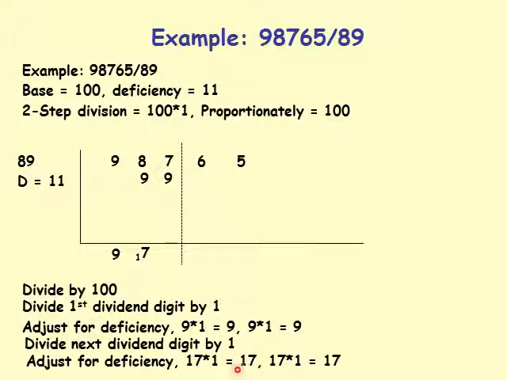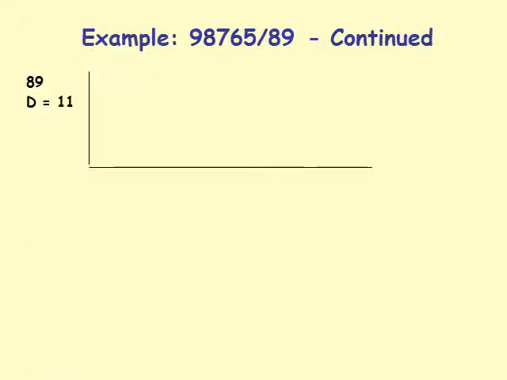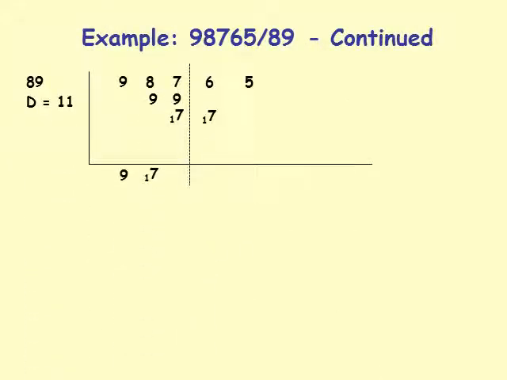17 times 1 is 17, and 17 times 1 is 17. Okay, let's continue. So I got my adjustments here. In the next dividend position, 7 plus 9 is 16, plus 17 is 33. I have 33. So I have 33 here, and I would divide 33 by 1. 1 is my second division. Continue. Next dividend position, I would divide 33 by 1. So I got 33.